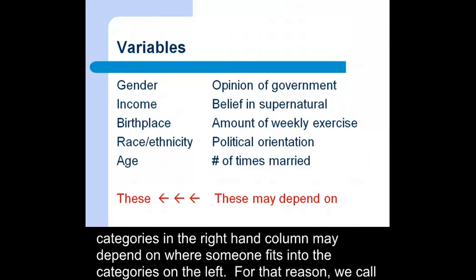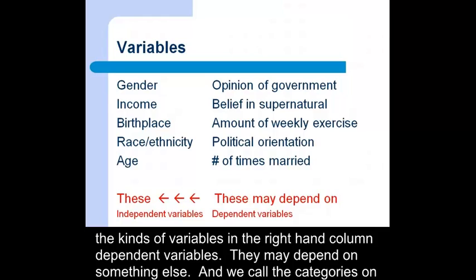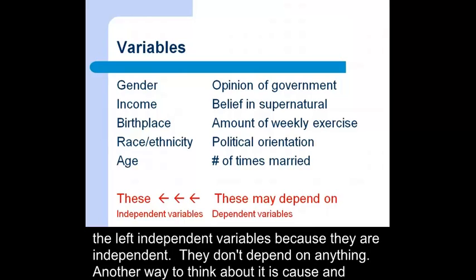But the kind of categories in the right-hand column may depend on where someone fits into the categories on the left. For that reason, we call the kinds of variables in the right-hand column dependent variables. They may depend on something else. And we call the categories on the left independent variables because they are independent. They don't depend on anything.